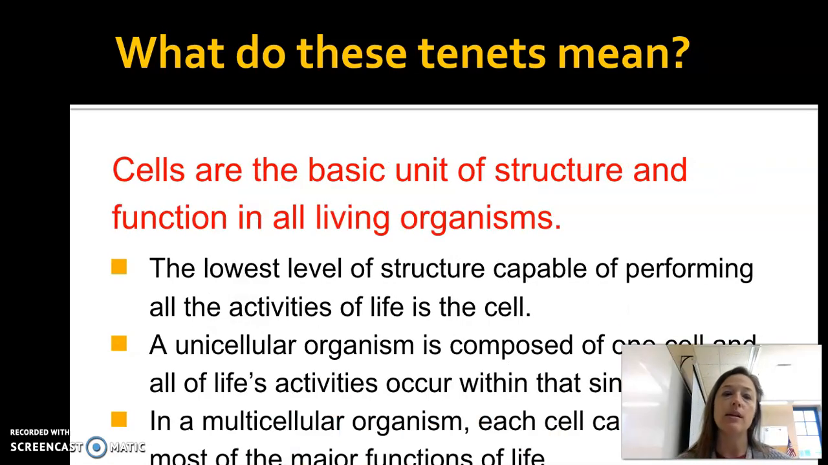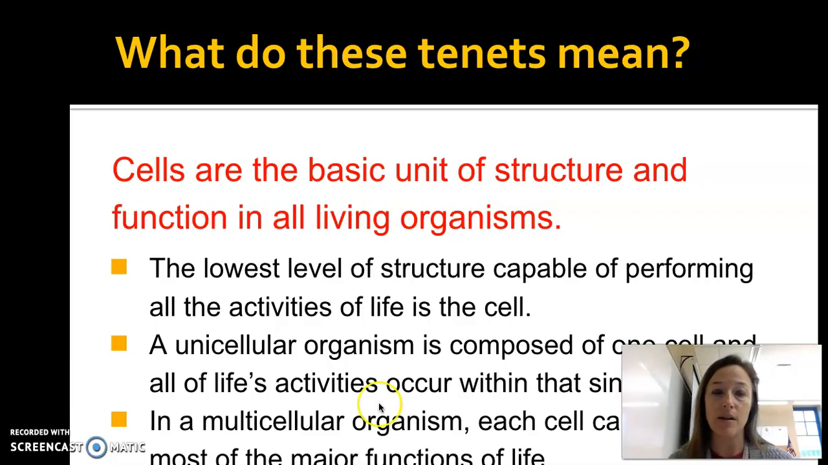The second was cells are the basic unit of structure and function. And this basically just means that there is nothing smaller than a cell that can do all of the characteristics of life. So if you think about those 8 characteristics of life, can grow, develop, reproduce, maintain homeostasis, respond to the environment, obtain energy, all of those things that living organisms can do, the cell can do. But nothing smaller than the cell. So the cell is that basic unit of life.